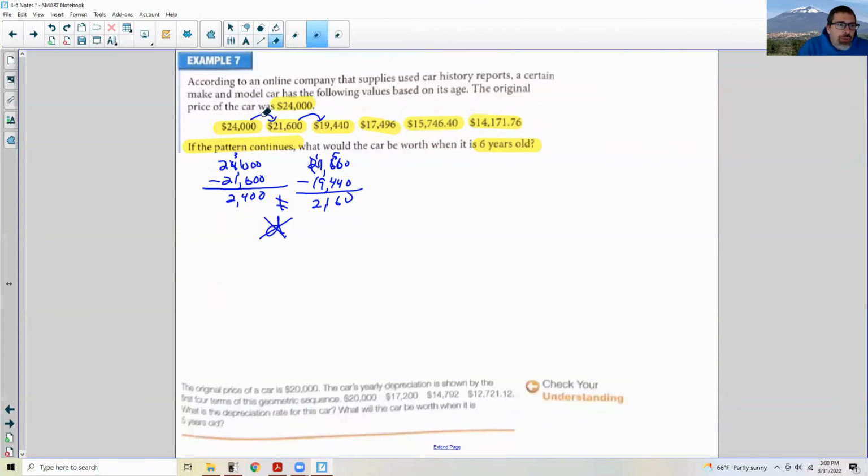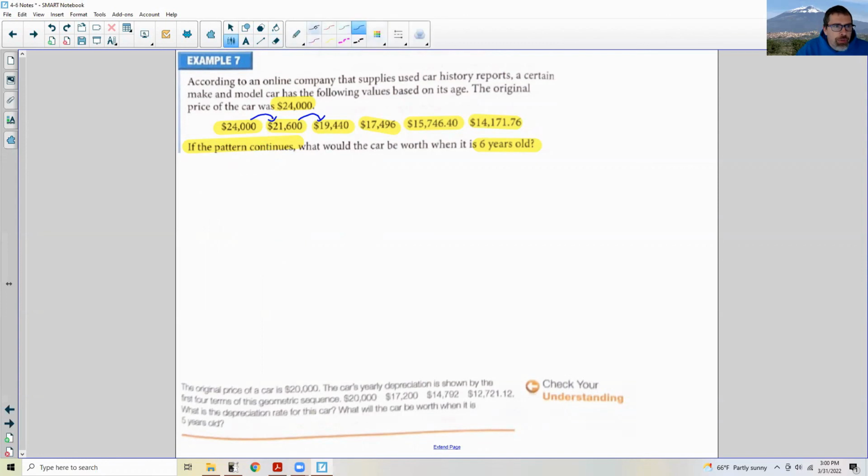Okay, so since these do not have a common difference, we want to see if they have a common ratio, which would be a geometric sequence, or a geometric progression. So we're looking for a common ratio, R. Ratio means fraction or a comparison of two numbers. So let's check. What we're going to do is take the second term over the first and the third over the second and so on.